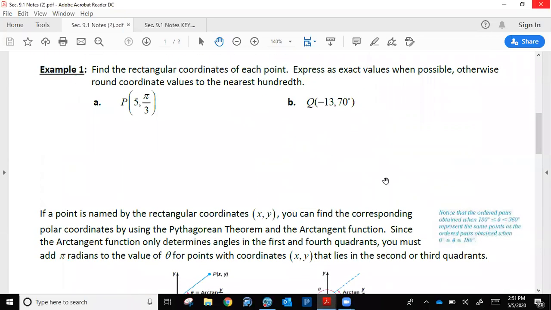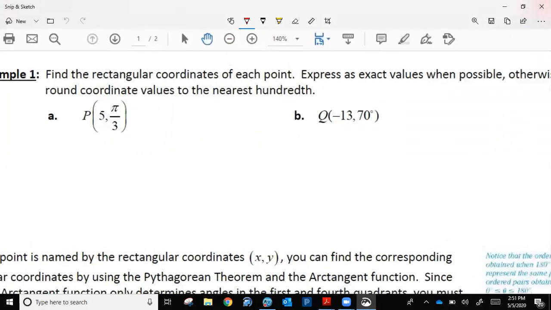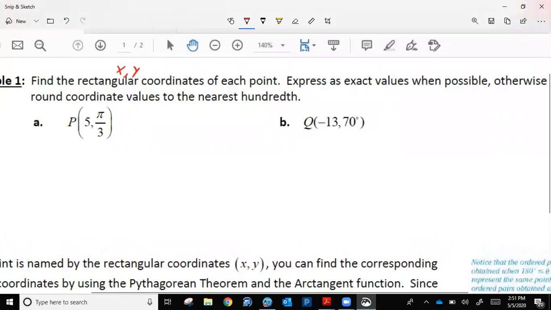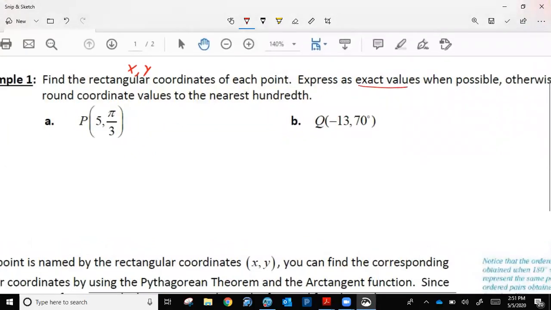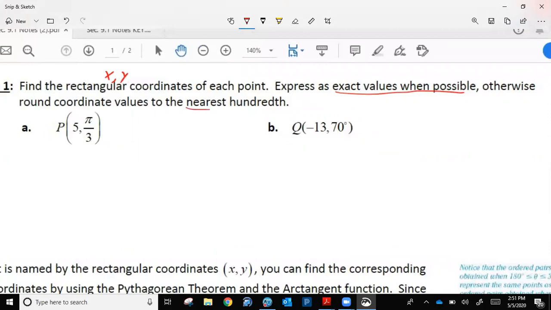So how do we do this? These can be done in radians or degrees. Read carefully. This says find the rectangular coordinates, which again means find the x and y, express as an exact value when possible. That just means if we know our trig values for that angle, use those known trig values. Otherwise, round it to the nearest hundredth.